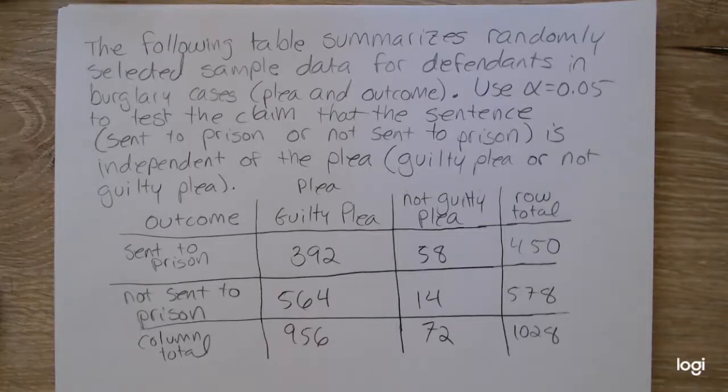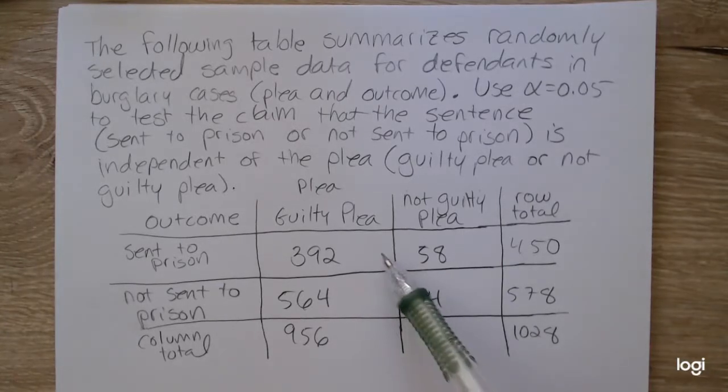This video is an example of a chi-square test of independence or association for two categorical variables. The following table summarizes randomly selected sample data for defendants in burglary cases, plea and outcome. Use alpha equal 0.05 to test the claim that the sentence, either sent to prison or not sent to prison, is independent of the plea, a guilty plea or not guilty plea.